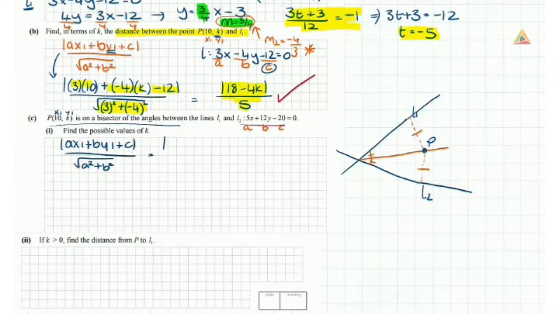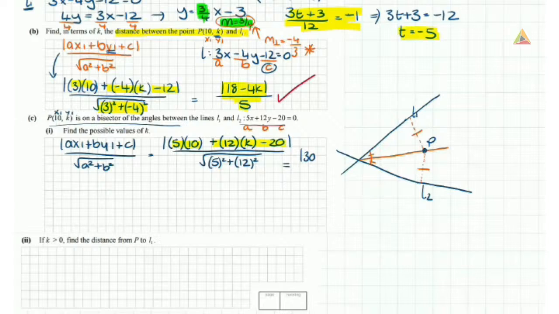That's going to be the absolute value of 5 times x1 plus 12 times y1 plus c, which is minus 20 in this case, all over the square root of 5 squared plus 12 squared. And again, that can just go straight into your calculator. On the top, in your absolute value, you're going to get 50 minus 20, so that gives you the absolute value of 30, and then we have plus a 12k. So it's the absolute value of 30 plus 12k. And on the bottom, we should be getting 13. So this works out to be 13.